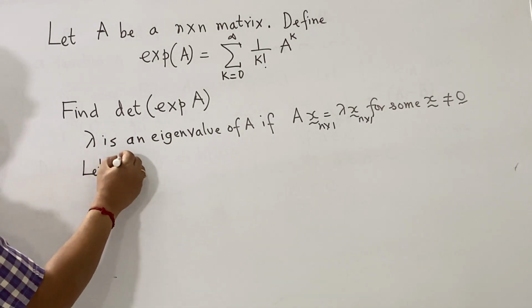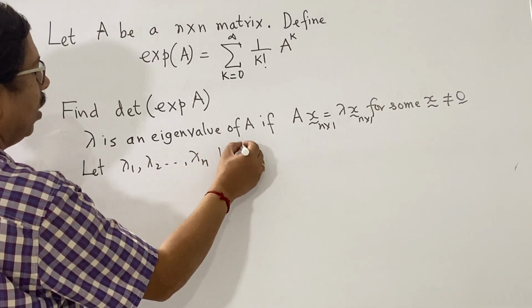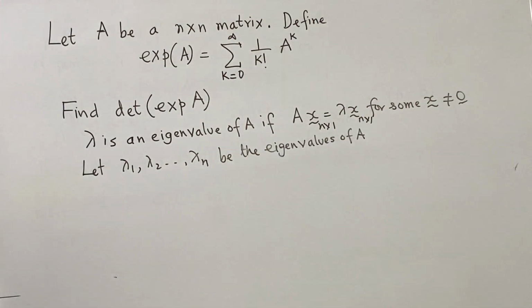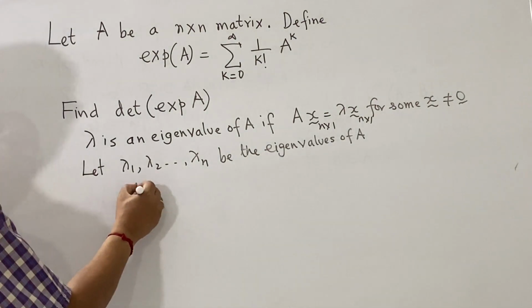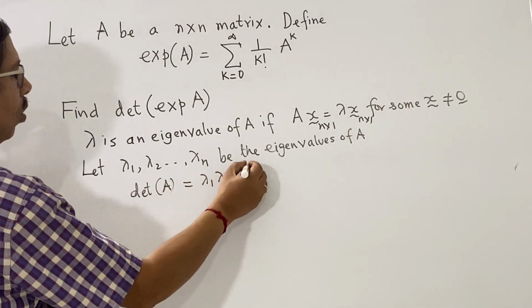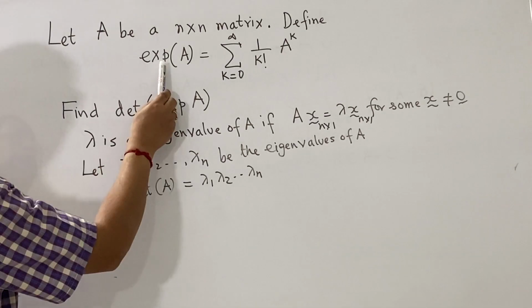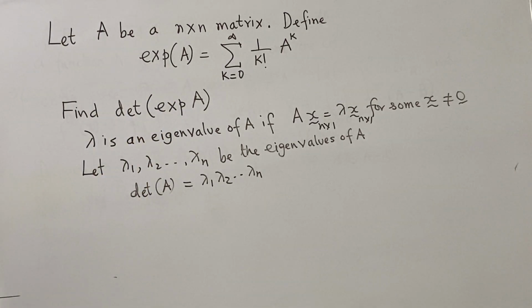So let lambda 1, lambda 2, ..., lambda n be the eigenvalues of A. Then we know that the determinant of A is the product of the eigenvalues of A. So we will use this result to find the determinant of exponential A. Now, we will first try to find the eigenvalues of exponential A. So, what are the eigenvalues of exponential A?